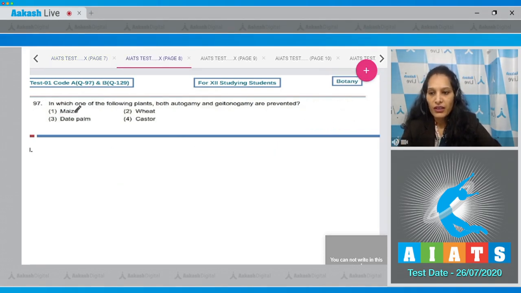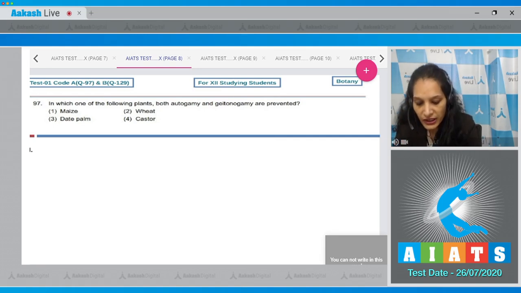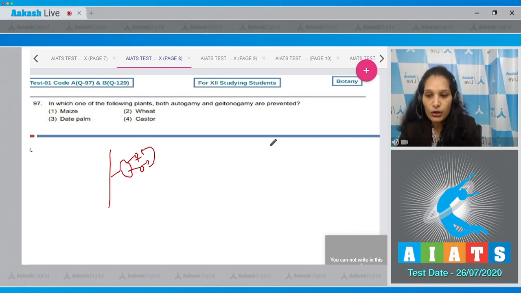Question number 97. In which one of the following plants both autogamy and geitonogamy are prevented? What is autogamy and geitonogamy? I think we should discuss before moving into the details of this question. Autogamy takes place when pollen grains are transferred from the anther to the stigma of the same flower. It is called the autogamy.